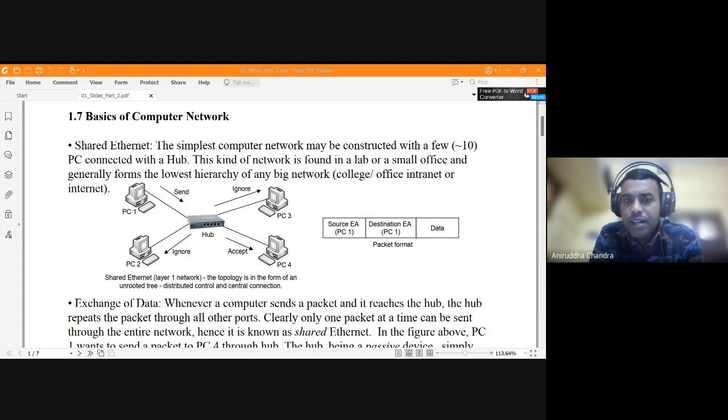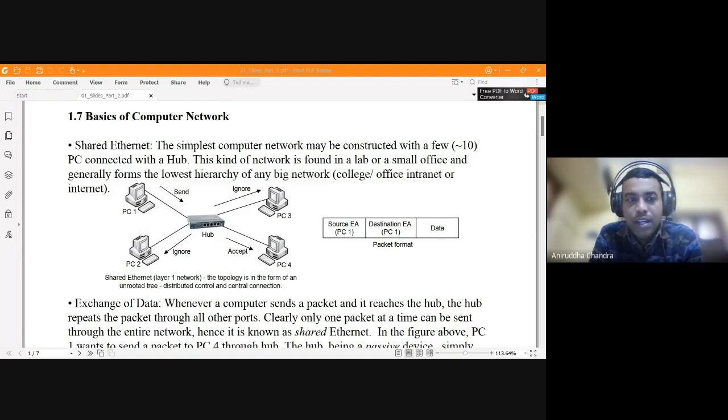The idea of shared Ethernet was that if you have 4 or 5 computers, you can connect all of them with a central device called a hub. The idea of having such a network is to realize centralized connection but distributed control, which means that all the PCs are responsible for the packets being sent and received. The hub is there only for transferring the information from one part of the network to the other part.